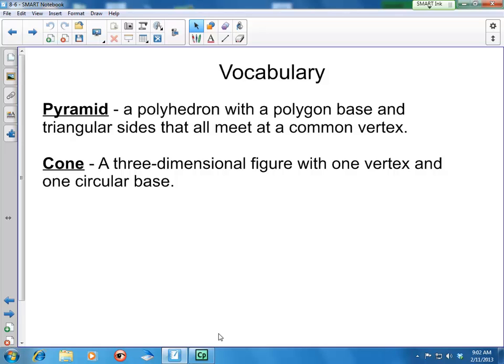Now, there are different types of pyramids. You can have a square pyramid, which means it has a square base. You can have a rectangular pyramid, which has a rectangle base. You can have a triangular pyramid, which has a triangle base. And for all of those, there are different ways to find the volume, kind of.